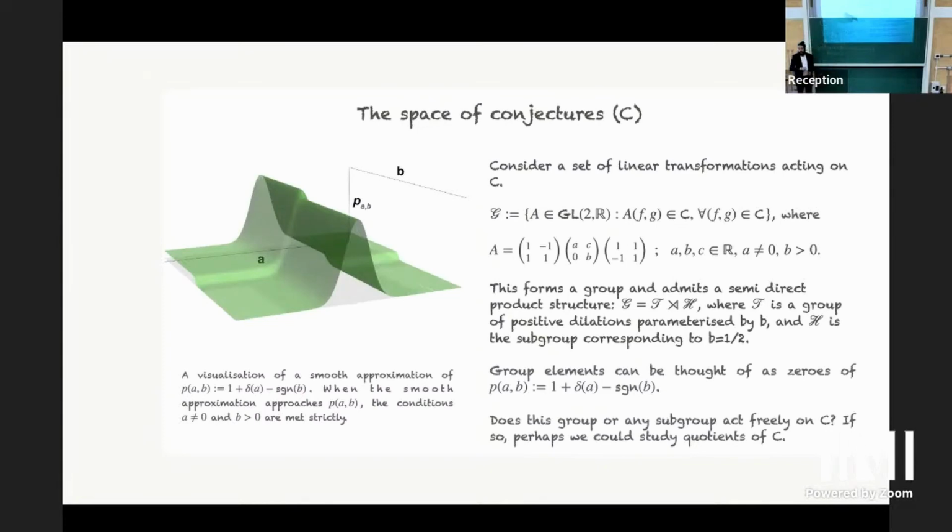The identity is the function that gives you 1 for every value of x, and the inverse you can easily define as the multiplicative inverse. So you take 1 over h of x as the inverse, and since h of x never vanishes, it is well defined, and associativity is trivial. So in our refined formalism, the conjecture space itself is a group.